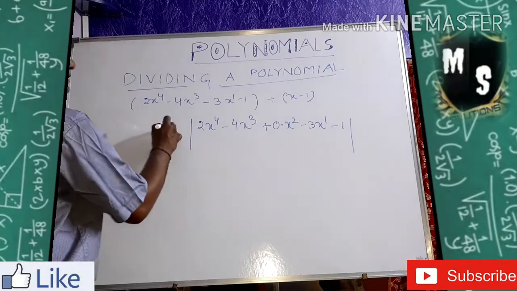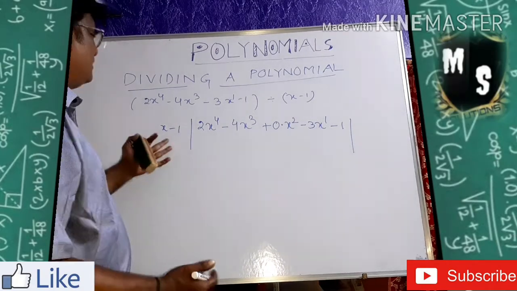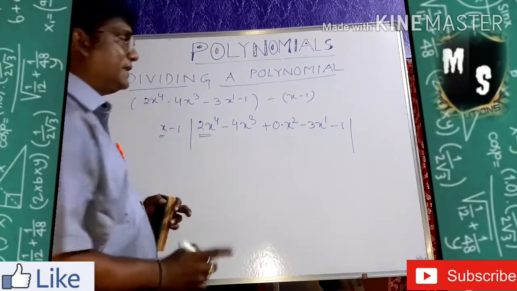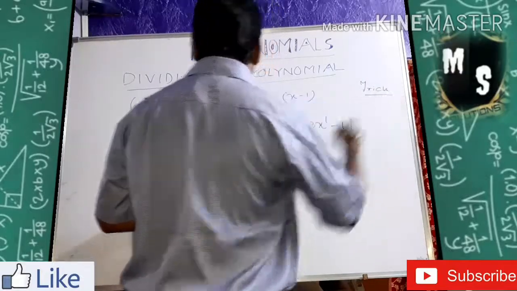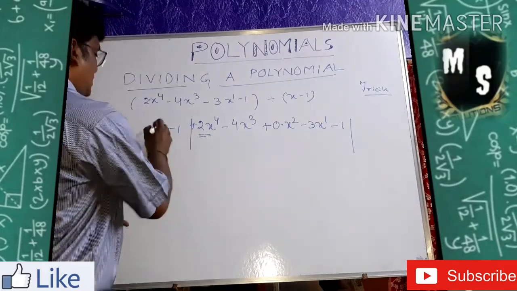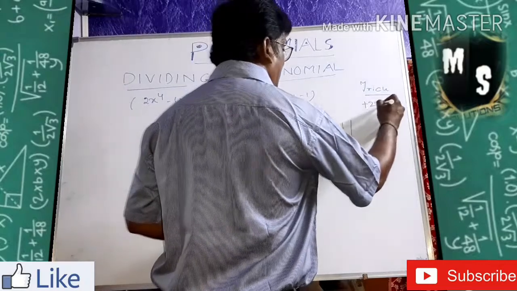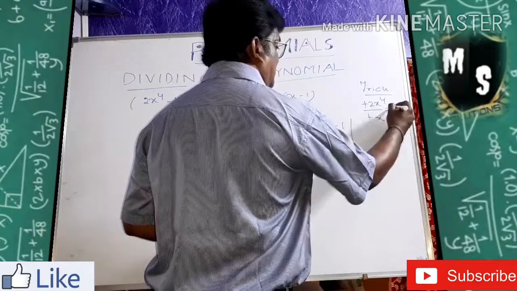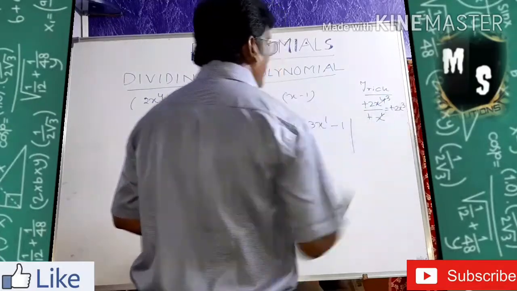What is your divisor? That is x minus 1. Clear? Now the same trick. Here is the first term, 2x to the power 4, and the first term, x. Take it with the sign. The trick I am saying to you: plus 2x to the power 4 by plus x. What is coming? Plus by plus, plus; x to the power 4 by x, x to the power 3, that is 2x to the power 3.